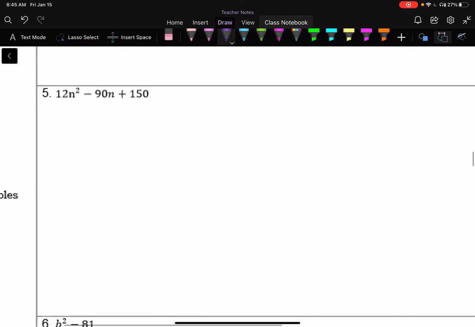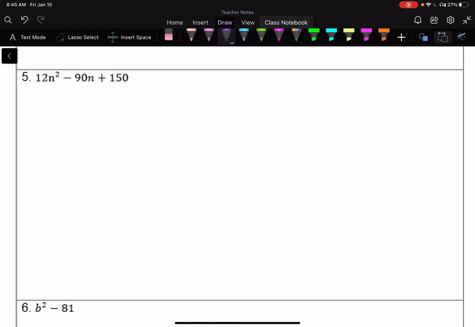Moving on to number 5. The first thing that we need to do for number 5 is check for a GCF. So I can list out all my factor pairs for each number, or I can try by looking at 12 to see if 12 goes into 90. 90 divided by 12 is 7.5, so that won't work. The next smallest factor that goes into 12 is 6. So we'll check 90 divided by 6. That gives me a whole number. And 150 divided by 6 also gives me a whole number. So 6 will be my GCF that I will pull out prior to doing my table.